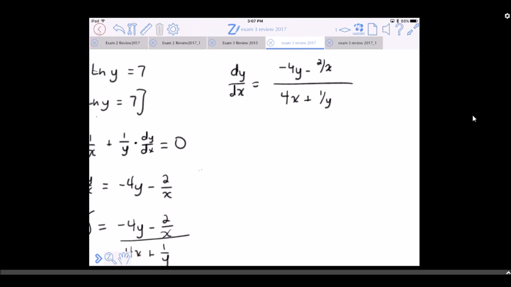Now, I'm okay with that form of the answer. However, technically when you have a fraction inside of a larger fraction, you're supposed to simplify down a little further. This wouldn't be the form of the answer you'd see in the back of a textbook. What I need to do is combine this and combine that.